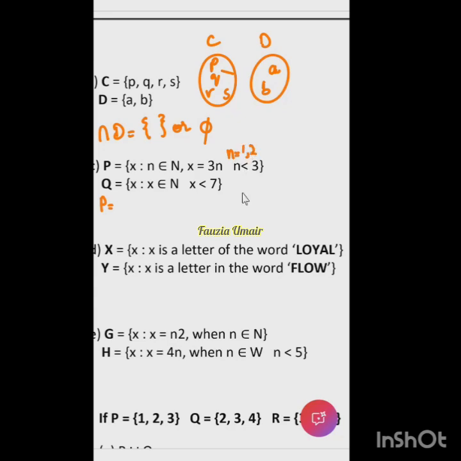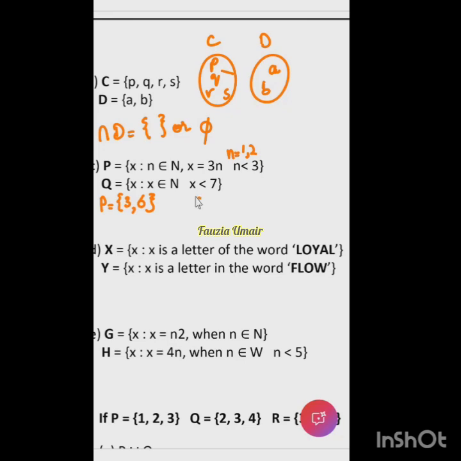1 and 2 only, yes, because it is less than 3. So now what are the values of P? X is 3n. So when n is 1, x would be 3, and when n is 2, x would be 6, right? 3 and 6.